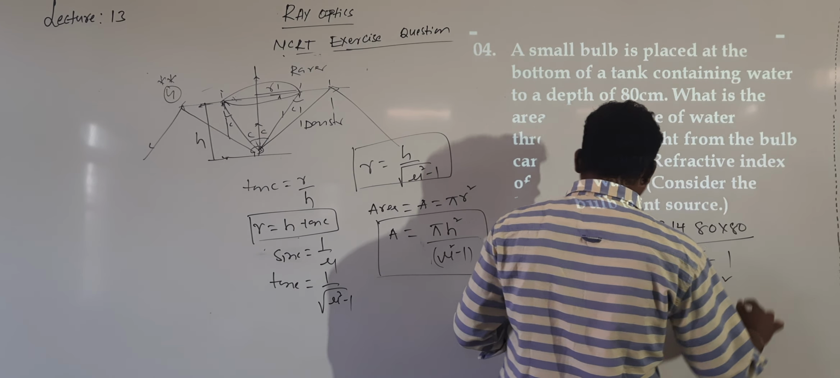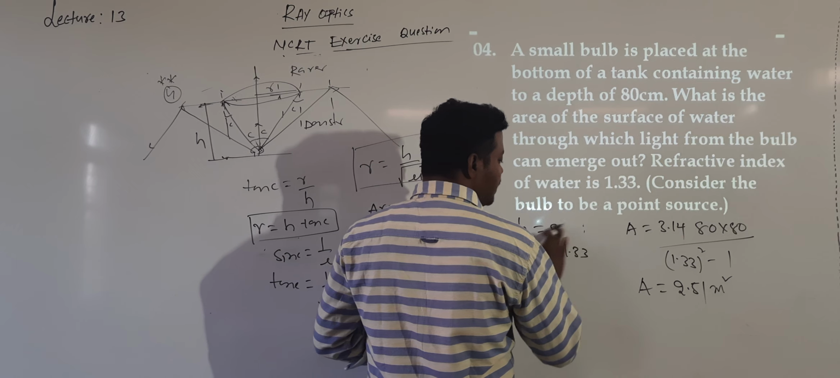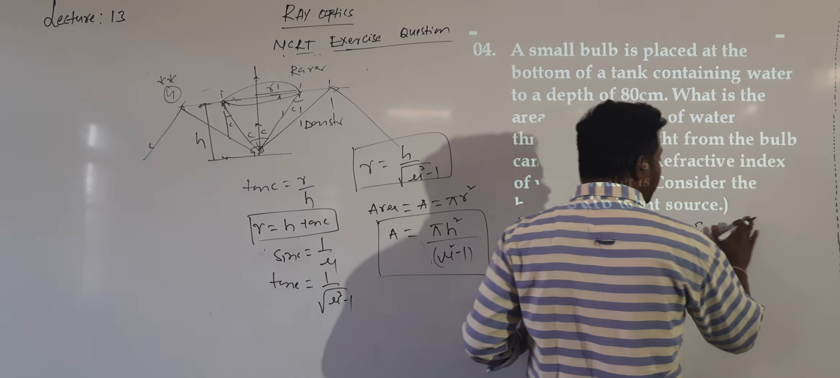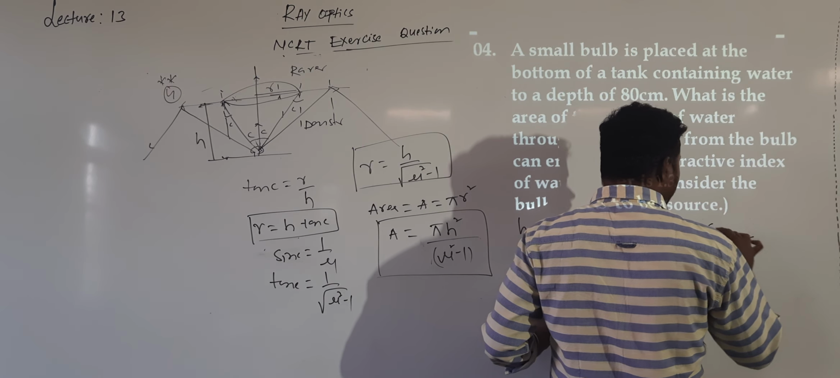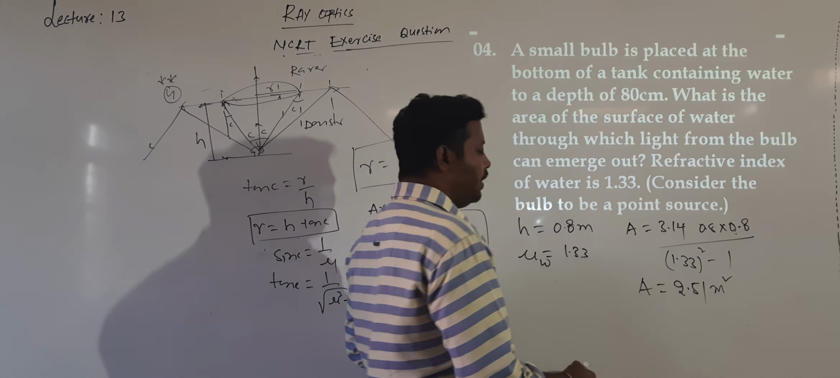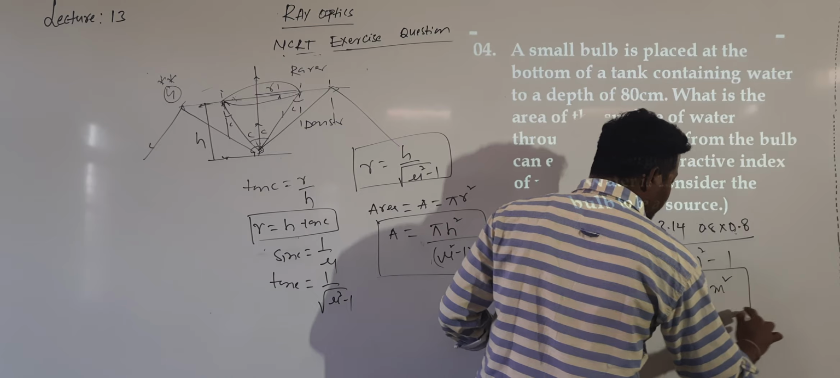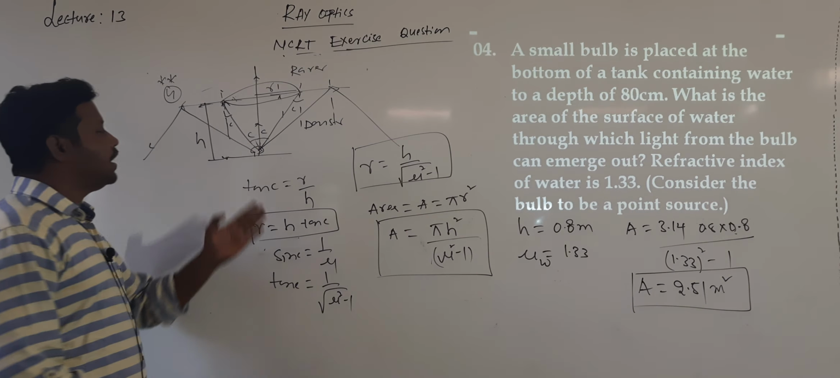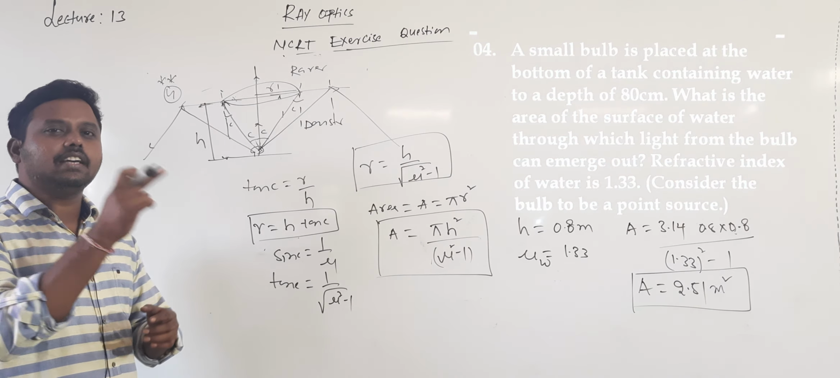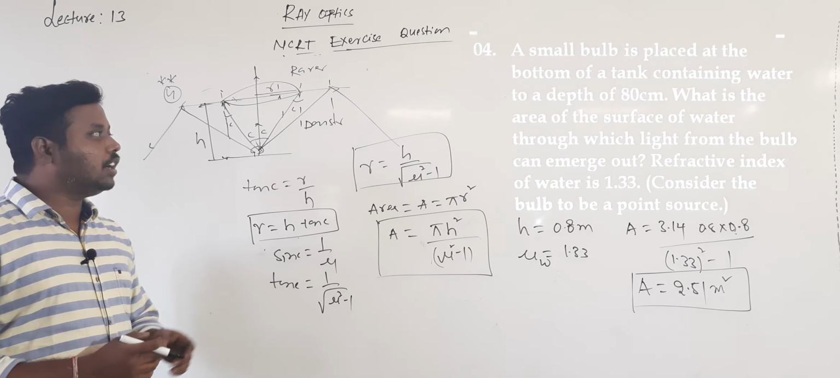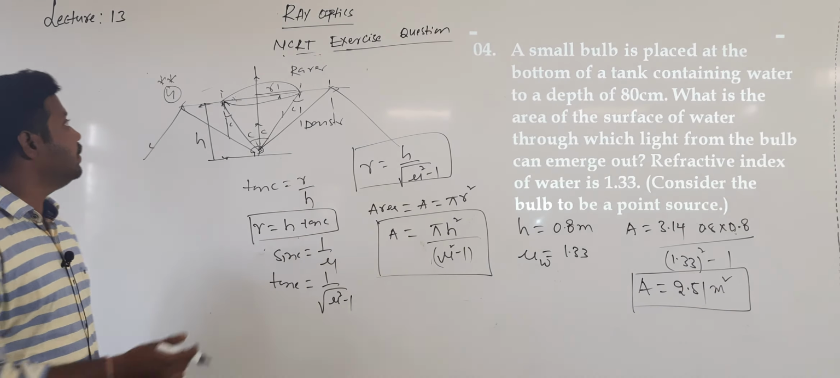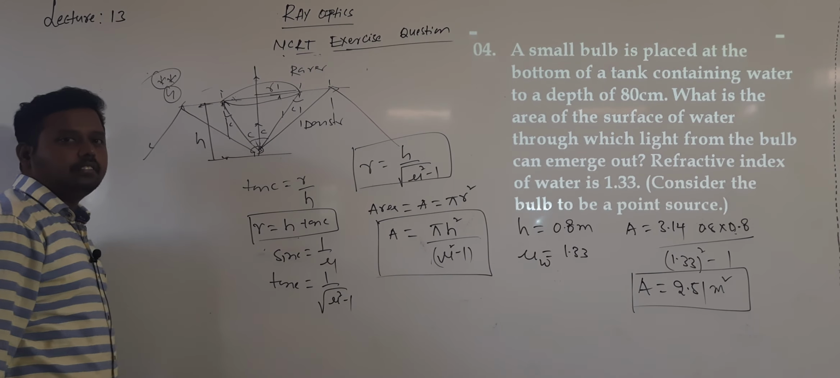2.51 meter square. Better I can take 80 centimeters, which is 0.8 meters. So here also what I will get is the value of 0.8 into 0.8. Correct? So 2.51 meter square. Concept understood, once you check. It is not only for the bulb. Whenever a fish is in water, it can see the outside world through a circular cross section because of the phenomenon of TIR. So what is the radius value and what is the area value? Very important concept. Okay?